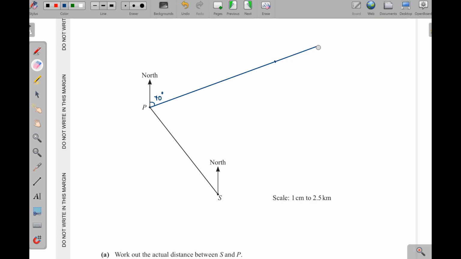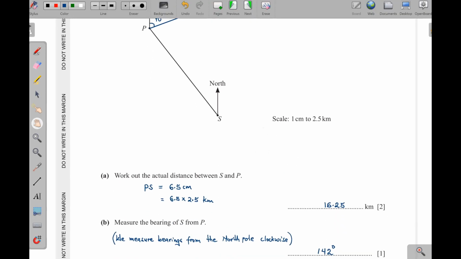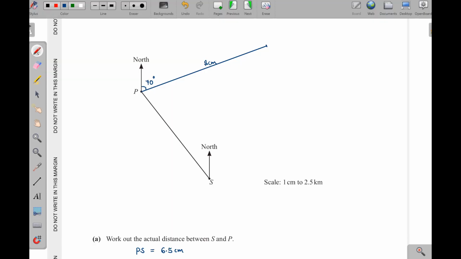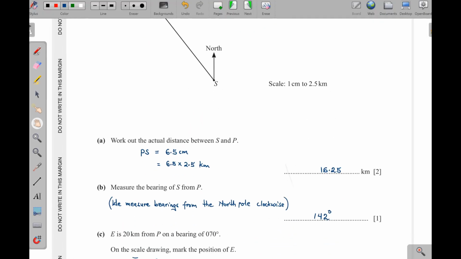Then I can rub this part here. It's not necessary now to have it. And these are 8 what? Centimeters. What are we marking there? We are marking point E. So this is E here. So that is how it is going to be.